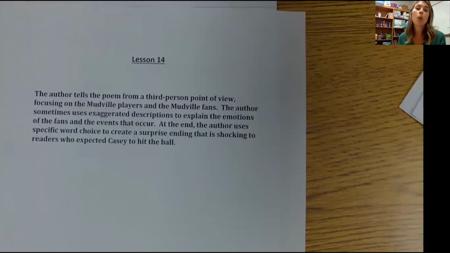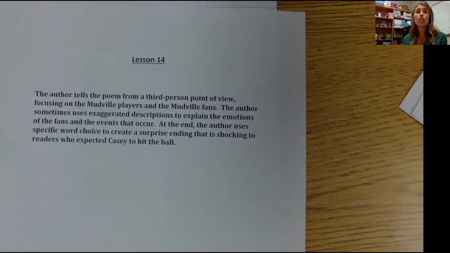The author tells the poem from a third person point of view. Remember, someone from the outside looking in, not someone in the story. Focusing on the Mudville players and the Mudville fans. The authors sometimes use exaggerated descriptions to explain the emotions of the fans and the events that occur. At the end, the author uses specific word choice to create a surprise ending that is shocking to the readers who expected Casey to hit the ball. Did you write something similar?